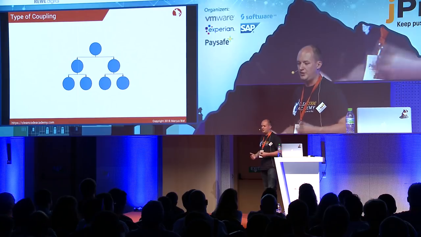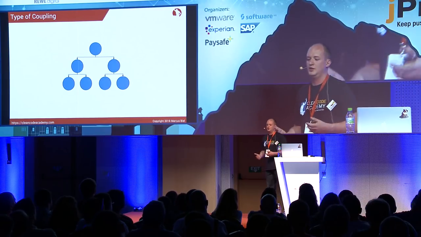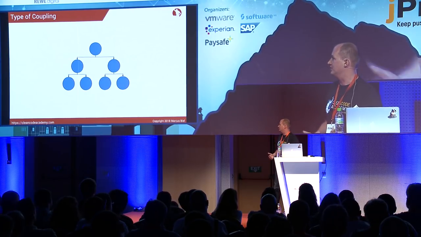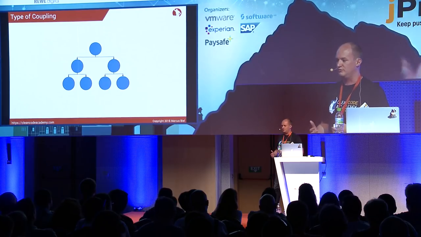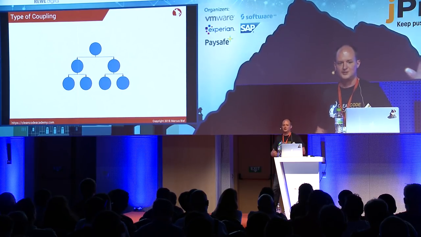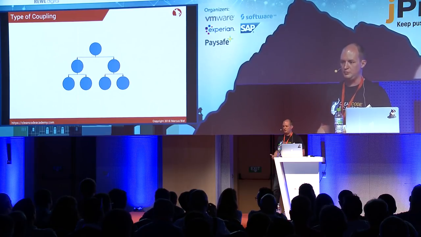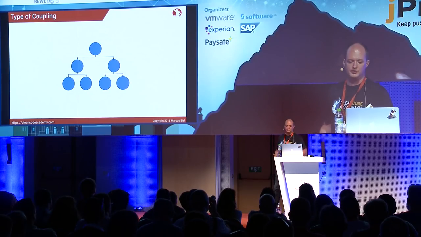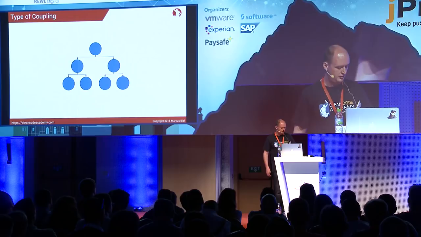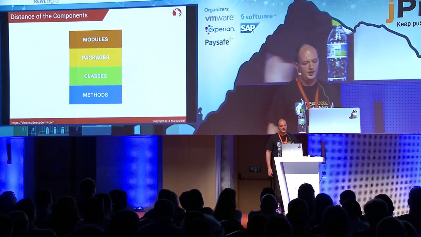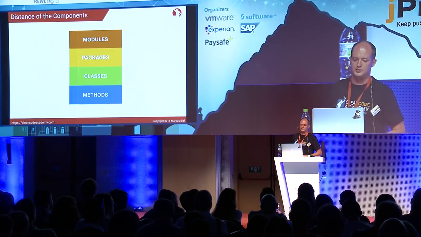And if you look at a method level, for example, this is why you might be aware we should have methods with very few parameters. Well, the reason is the fewer parameters you have in your method, the looser the coupling will be, and the simpler everything will be.